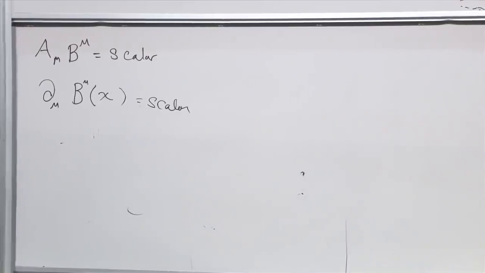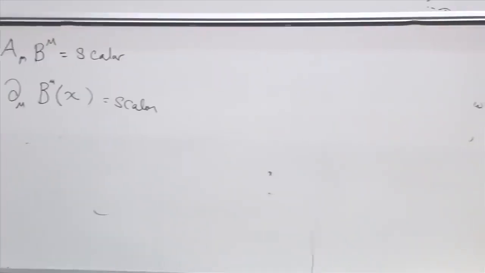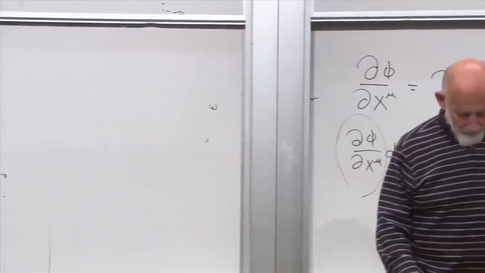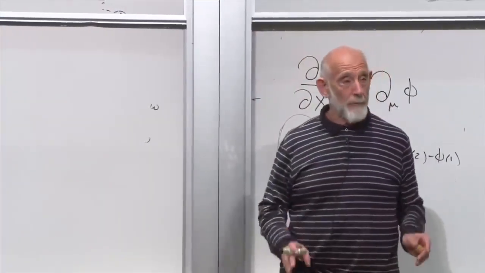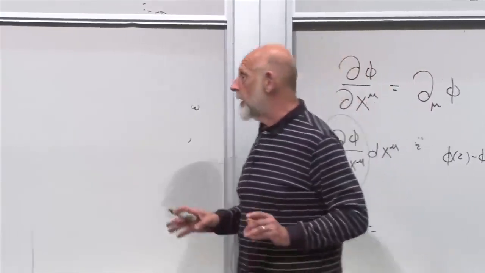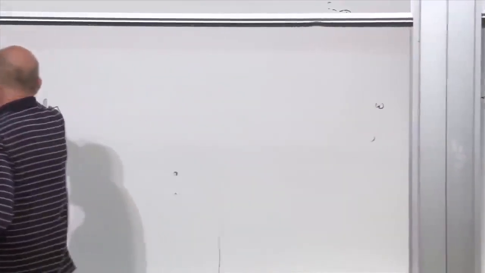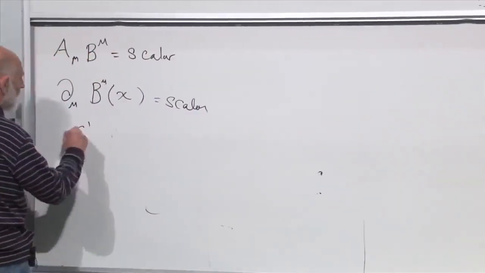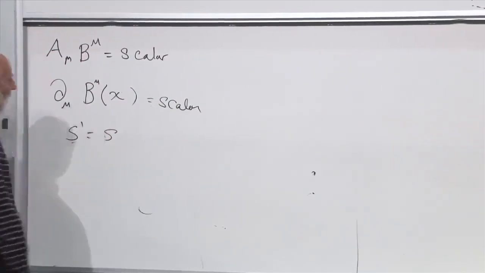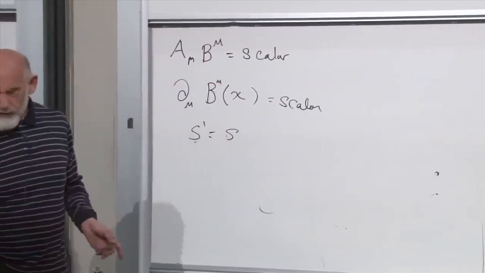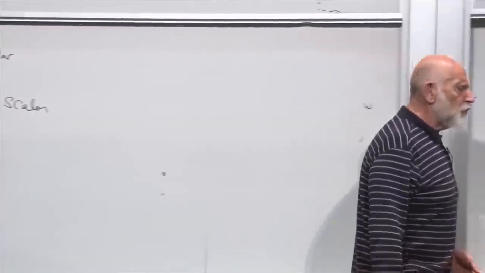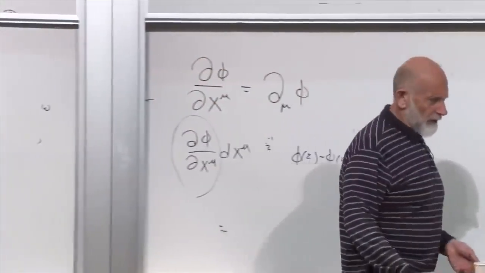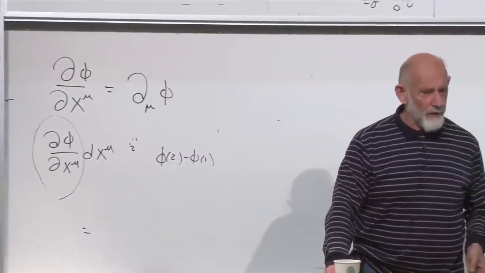Okay, now tensors, scalars and 4-vectors transform. And that's their defining property. Their defining property is the way they transform. Scalars, for example, just transform into themselves under Lorentz transformations. And I'm going to give a broader definition of what I mean by a Lorentz transformation than we've used up till now.